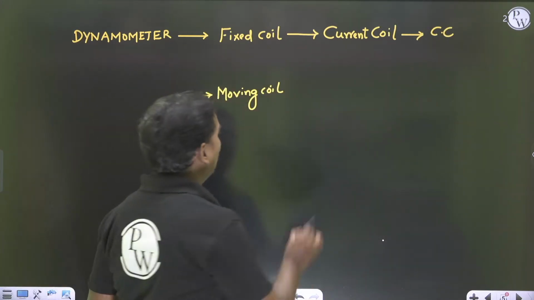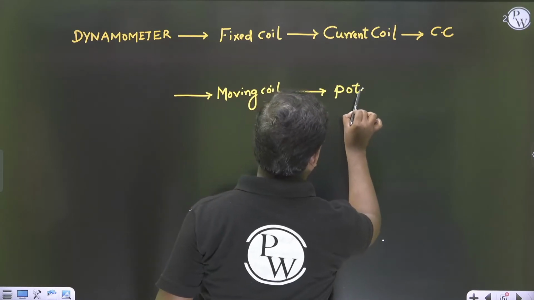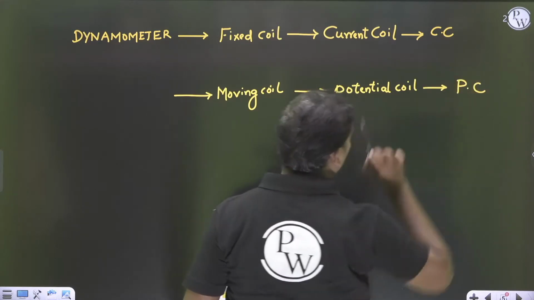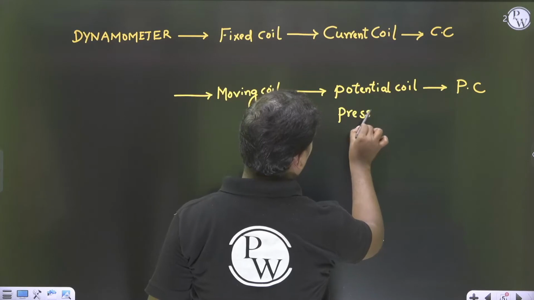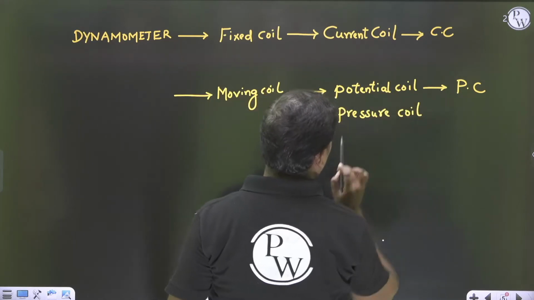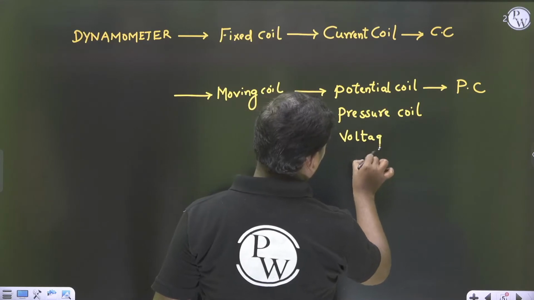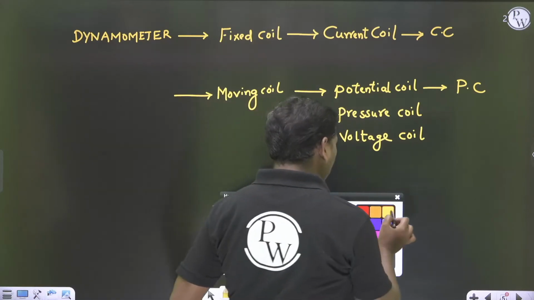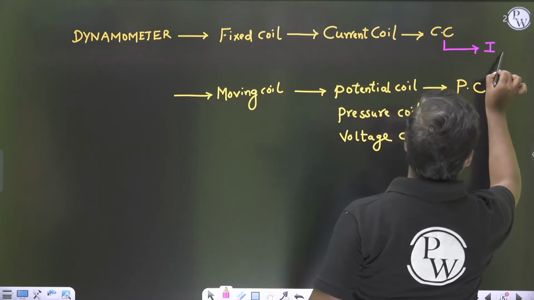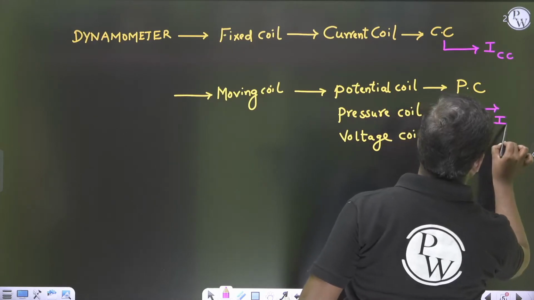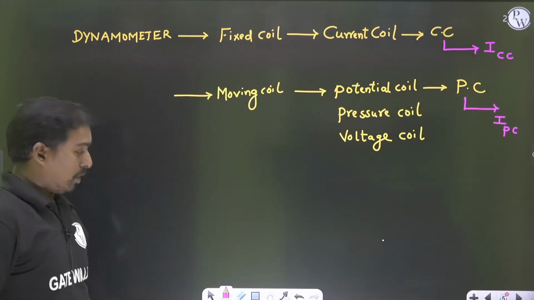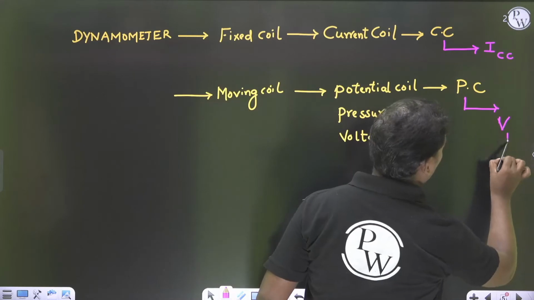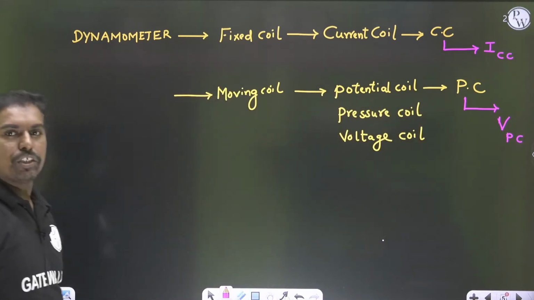Whereas the moving coil is also called the potential coil, or in short PC. It is also called the pressure coil, or the voltage coil. This current coil is used to carry the current ICC, and this potential coil is used to measure the current IPC. The potential coil's purpose is to measure the potential. The product of these two will give you the power.